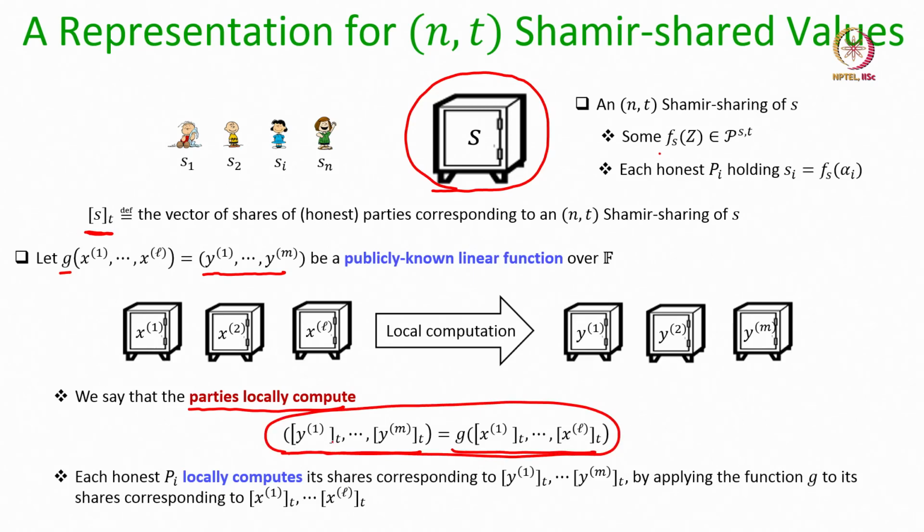So, whenever I write this expression, that means I want to say that every party Pi, every honest party, to be more specific, because a maliciously corrupt party Pi may not follow protocol instructions, but every honest party Pi takes its shares of x1, x2, xl corresponding to the secret sharing of x1 to xl, applies the function g and gets its shares corresponding to y1, y2, ym. That is what I mean whenever I write this expression.